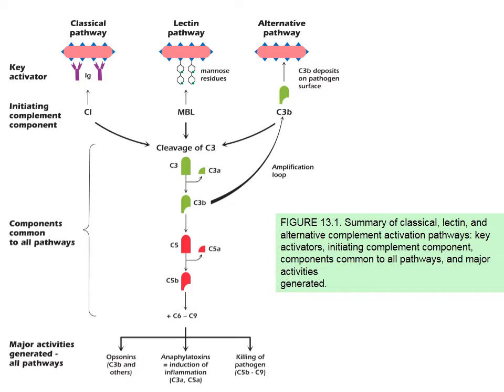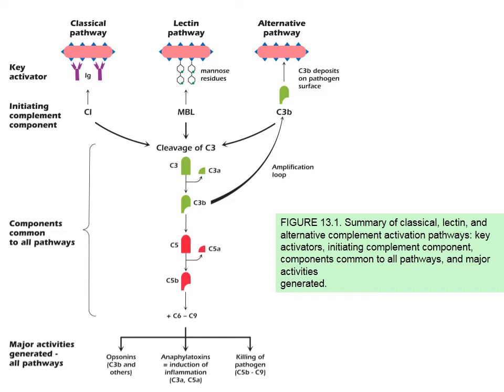Now, this is an important summary of whatever we've just discussed in terms of the classical, lectin and alternative pathways and how complement activation takes place. Again, I would want you to pay attention to the key activators. What are the key activators? How do you initiate complement components? What are the components common to all pathways? And then, of course, what are the major functions or activities generated by either of these mechanisms?